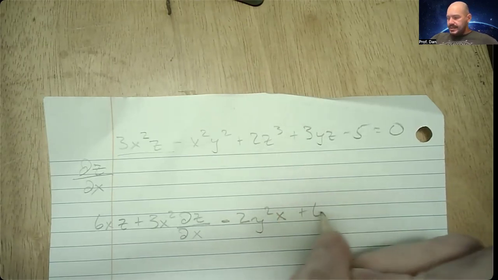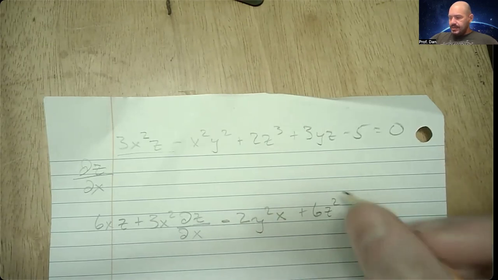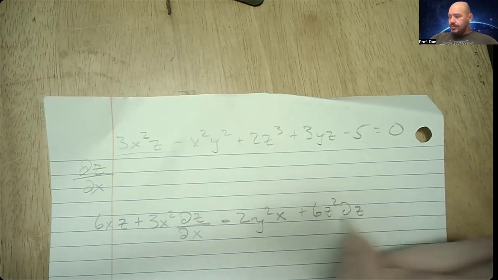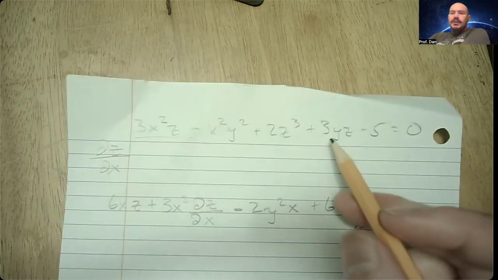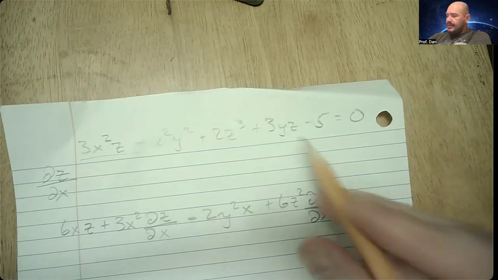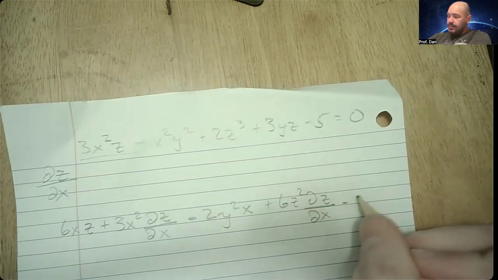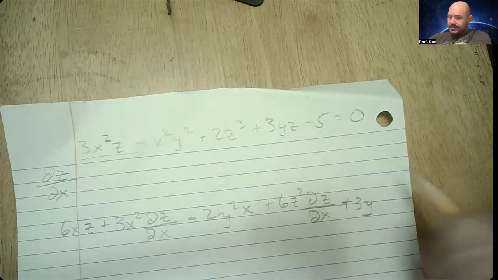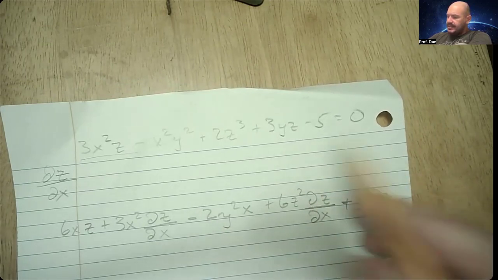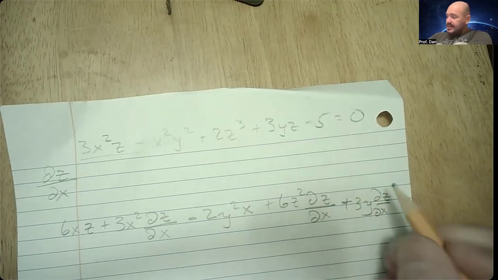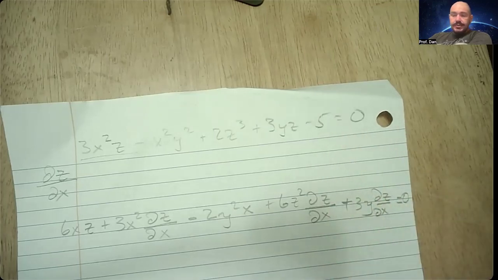So that would be 6z squared times the derivative of z, which will be partial z with respect to x. And here I have a number times z. Derivative of number times z would be the number. But again, since that's z and not x, we have to multiply by partial z with respect to x. Derivative of 5 is 0. Derivative of 0 is also 0.